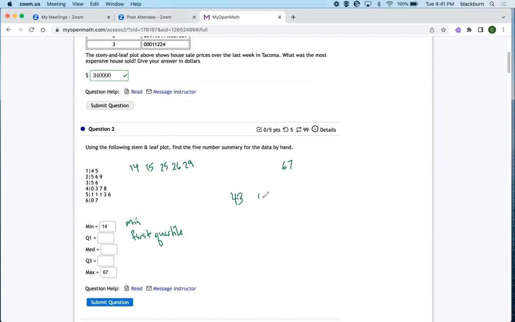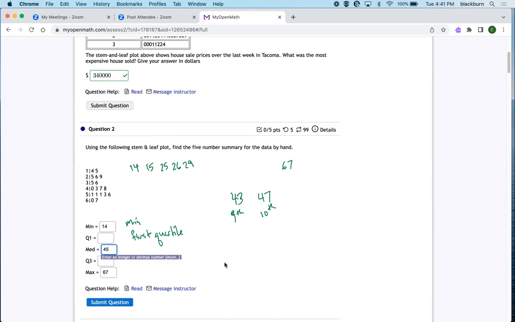$43 is my 9th, and 47 is my 10th. So the median is going to be halfway between those. So the median is going to be 45. And that's what you're going to put right here.